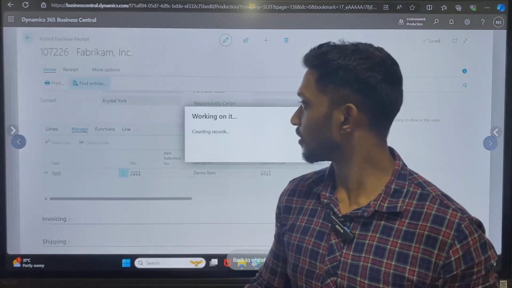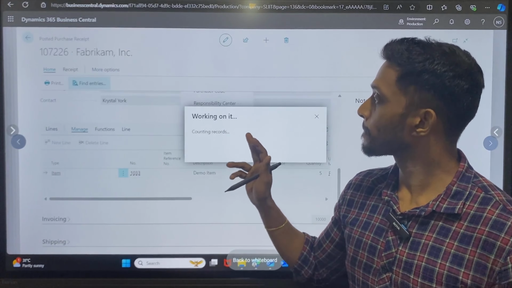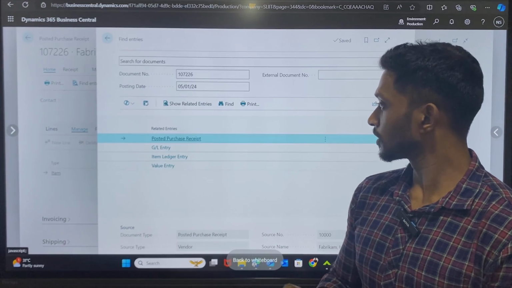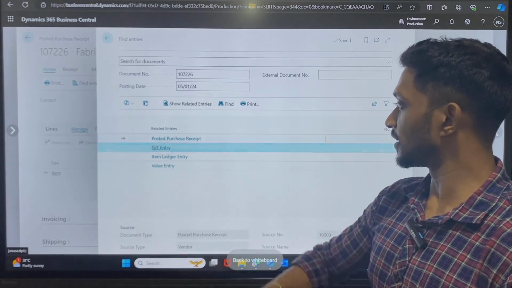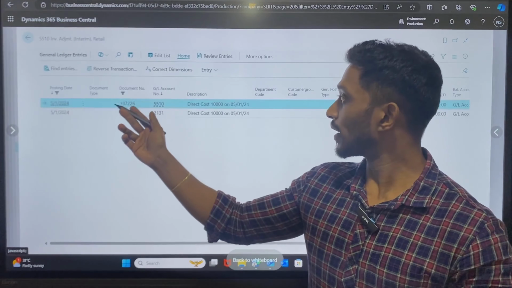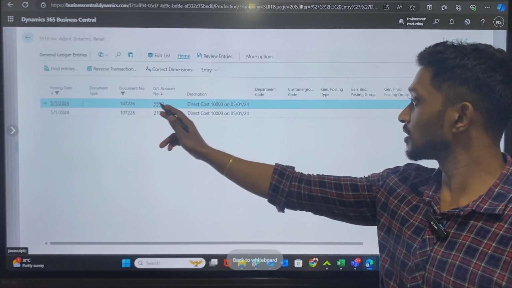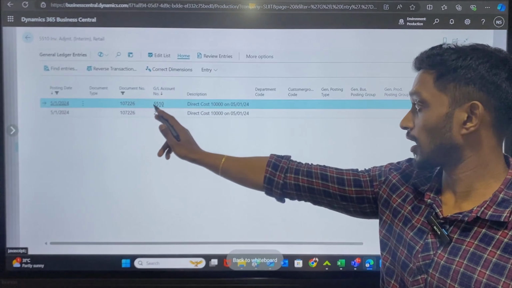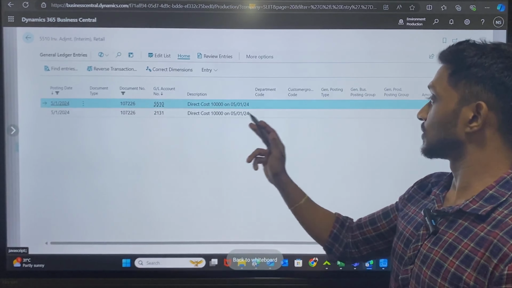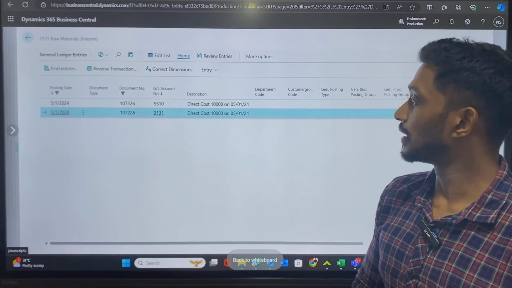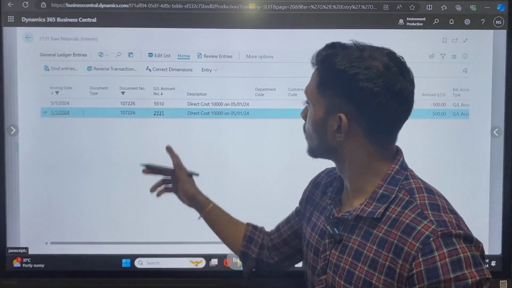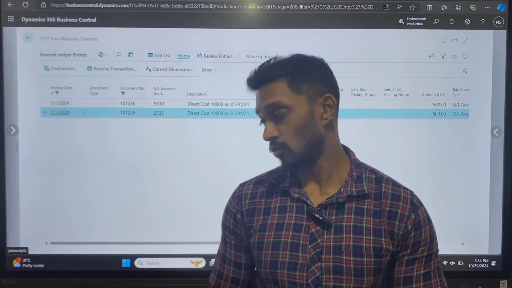If I go to the entries, you can see 2 double entries as we discussed. One is the 5510 account, this GRIR account, the accrual account, and the other one is inventory, the inventory interim account.